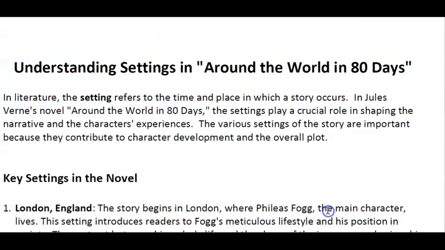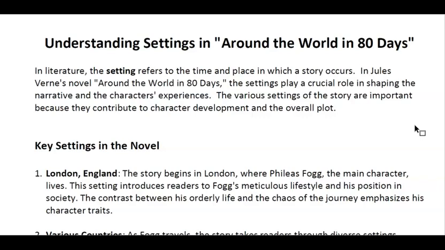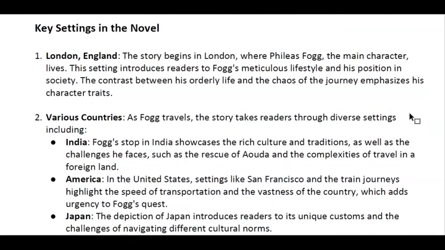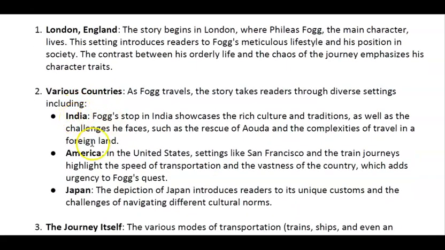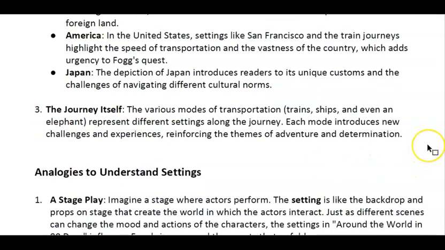If we look at the helping resource called Understanding Settings in Around the World in 80 Days, we know that the settings play a crucial role in shaping the narrative and characters' experiences. The various settings of the story are important because they contribute to character development and the overall plot. So the key settings in the novel are London, England, the various countries like India, America, Japan, then the journey itself.